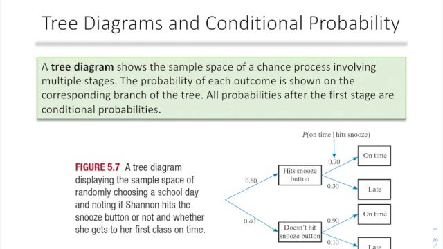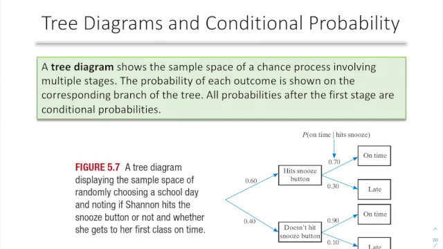A tree diagram shows the sample space of a chance process involving multiple stages, or trials. The probability of each outcome is shown in the corresponding branch of the tree. All probabilities after the first stage are conditional probabilities, because the second flip could have been determined based on the first flip. A coin might not be the best example because it's 50-50 each time, but you can still do a tree diagram with it. So here we have a tree diagram displaying the sample space of randomly choosing a school day and noting if Shannon hits the snooze button or not, and whether she gets to her first class on time.